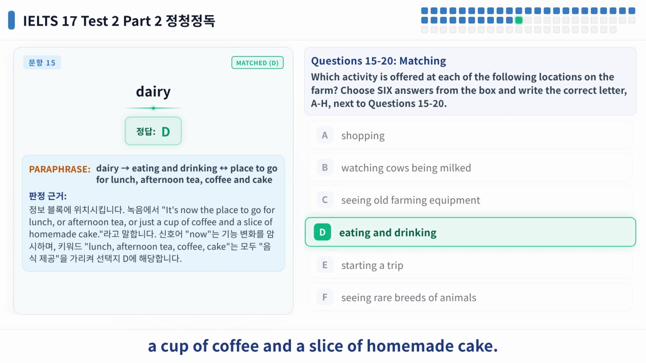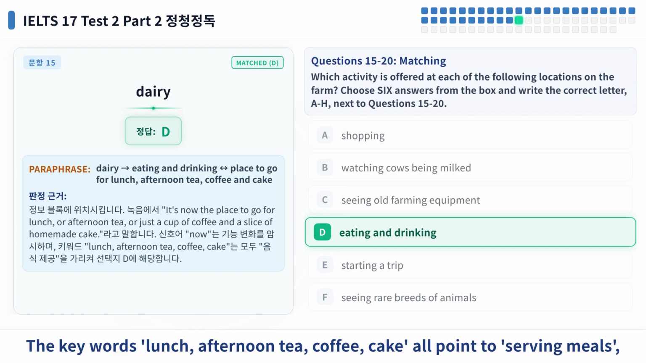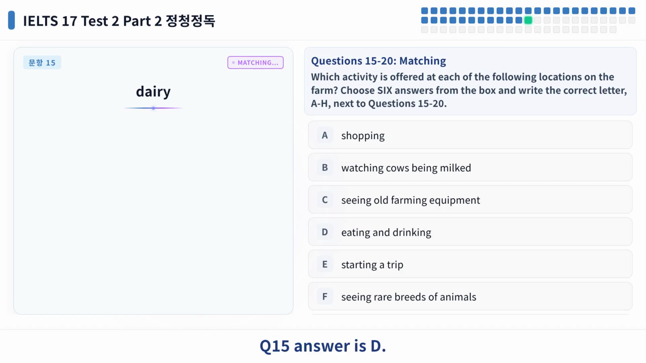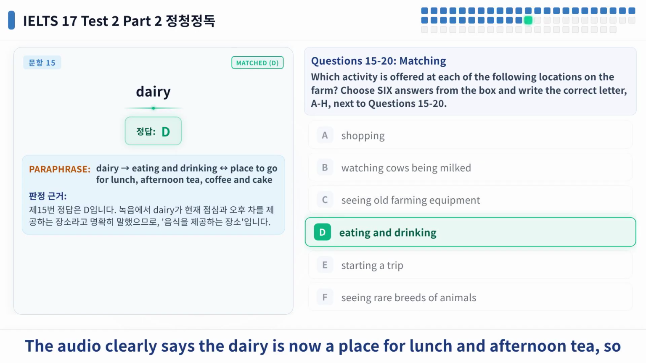The signal word now indicates a change of function. The key words lunch, afternoon tea, coffee, cake all point to serving meals, which matches option D. Q15 answer is D. The audio clearly says the dairy is now a place for lunch and afternoon tea, so it is a place where meals are served.